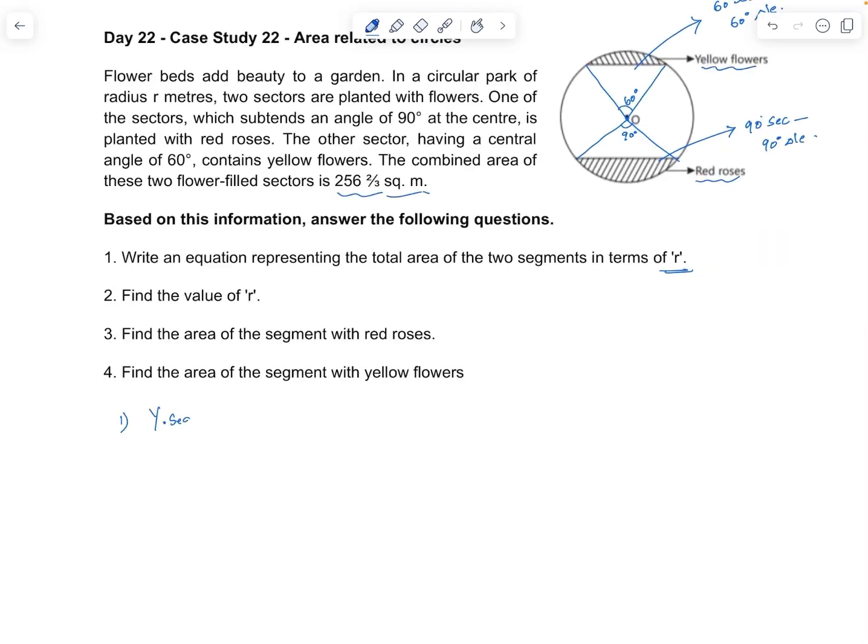Yellow segment area is area of 60° sector minus area of 60° triangle, which is 60 upon 360 into pi r square minus root 3 by 4 r square, which is pi r square upon 6 minus root 3 by 4 r square.